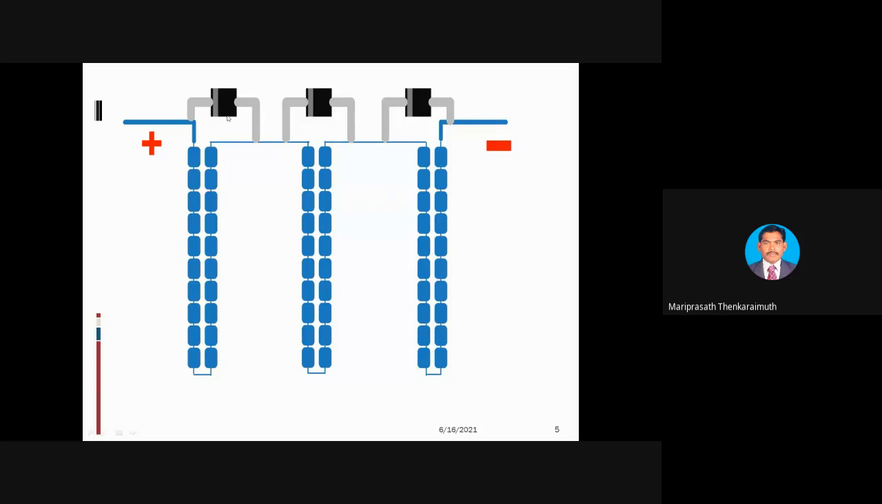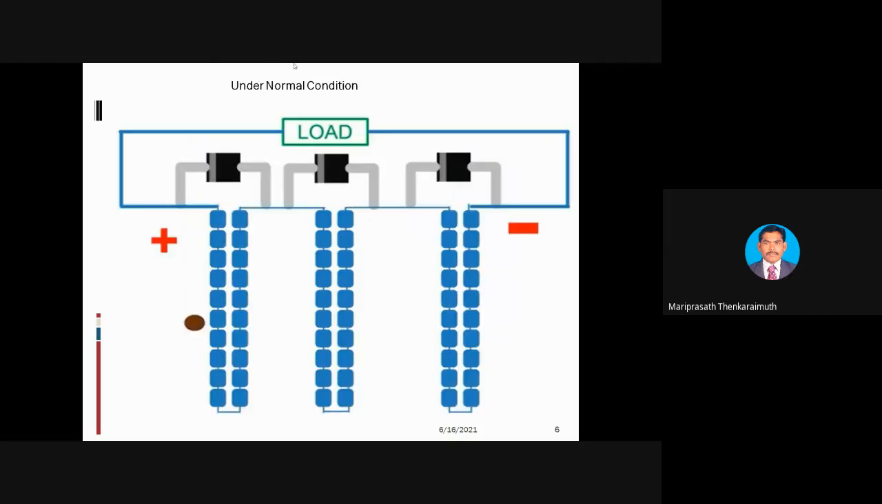Under normal conditions, the solar panel works based on the available irradiation as well as temperature. These two parameters affect the performance of solar PV cells. Under normal conditions, I connected one load for a closed path. This dot represents an electron flowing.